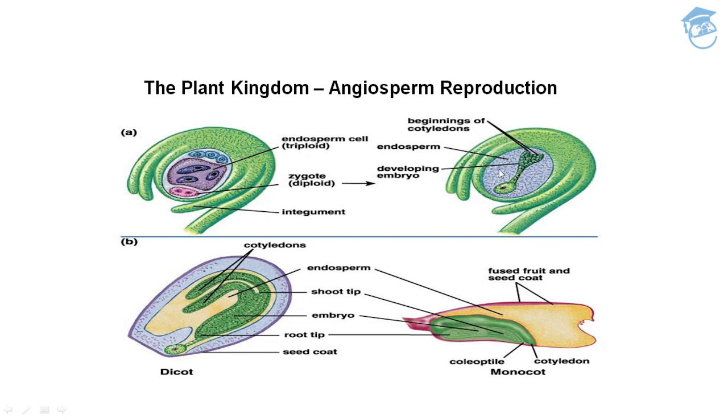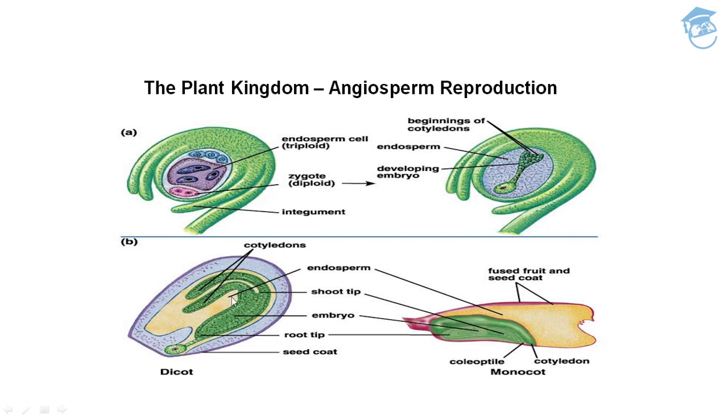This is the endosperm, which provides nutrient to the developing embryo. See, this is the developing embryo, and these are the cotyledons. Cotyledons are the initial leaf that sprout out from a seedling just after the germination. So this is one cotyledon and this is another cotyledon, so that's why it is called as dicotyledon. But when only one leaf sprouts out from a seedling just after the germination, then that is called as monocotyledon.